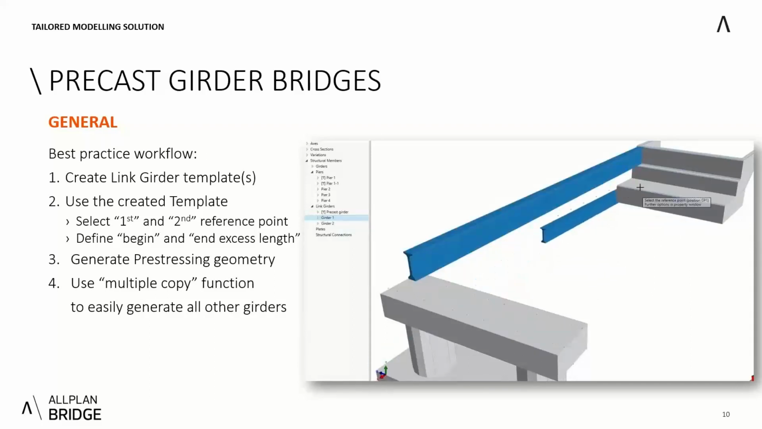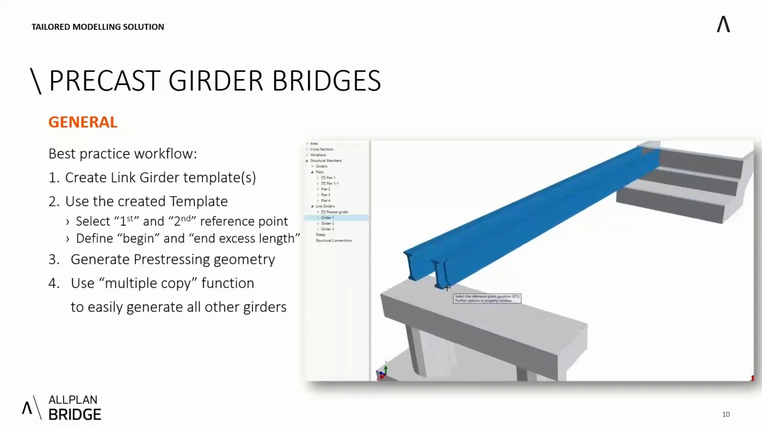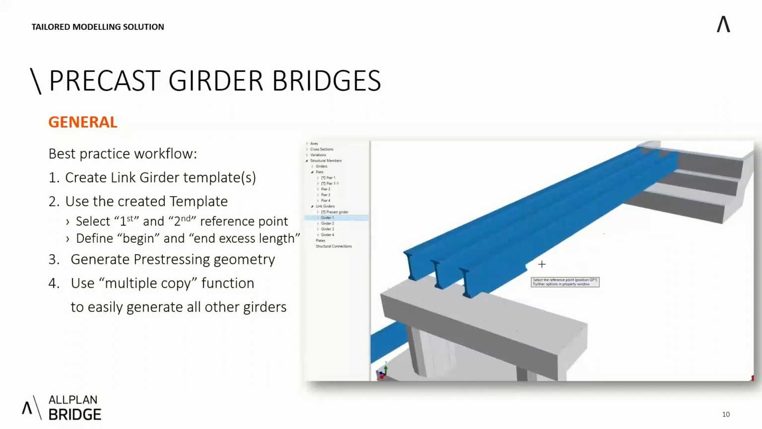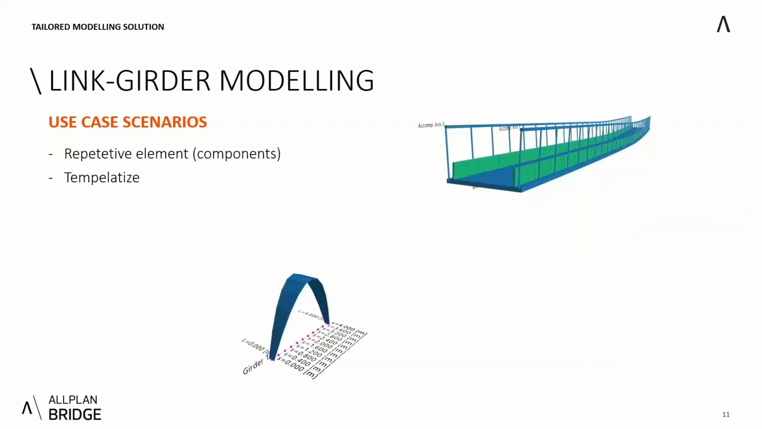So maybe you can see here what the advantage or the use case scenarios would be for this kind of modeling. One of the use case scenarios would be when you have repetitive components or elements. Like we have seen in the previous slide, we had the girder. The girder is quite repetitive. It could have different lengths, but the shape was quite the same. In that case, we want to use Link-Girder based modeling.